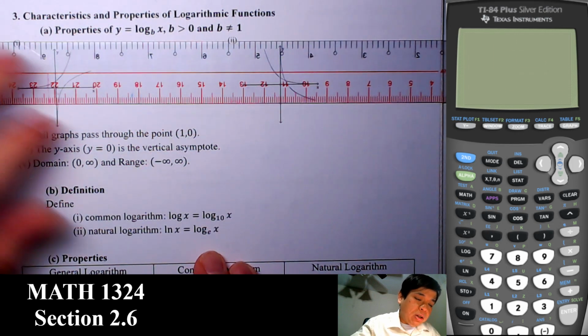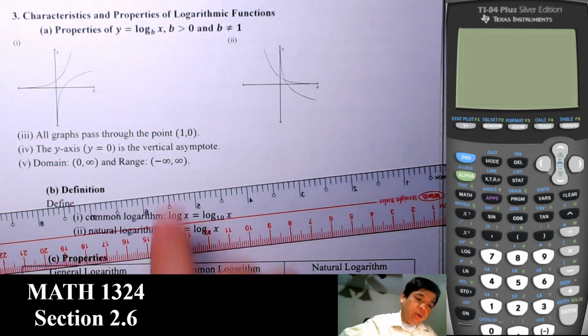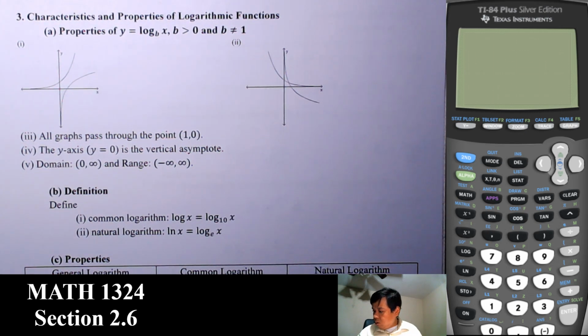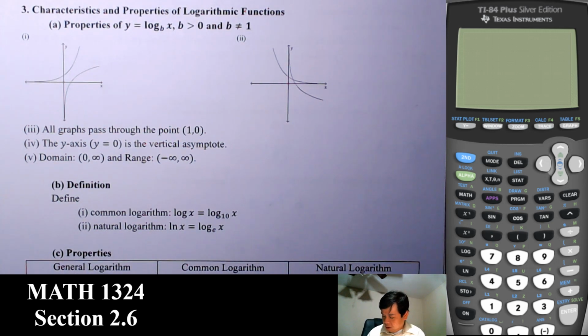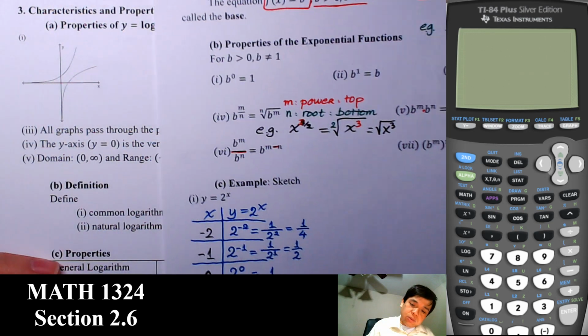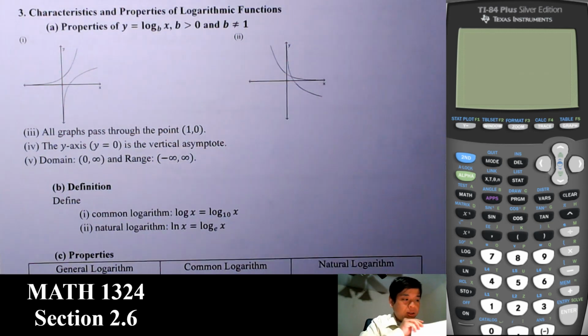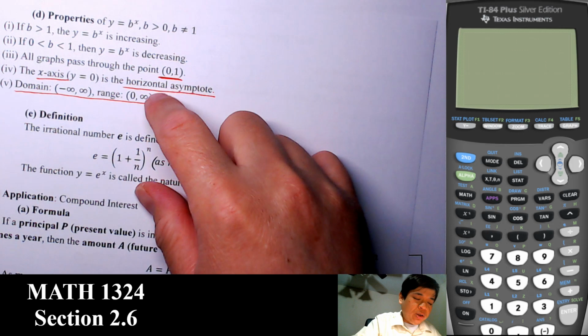Now, properties of y equal to log base b of x, when b is greater than 0 and b is not equal to 1. So there are two scenarios here. I just want to look at the graph of the exponential function from the previous section. From the previous section, we have the properties of the exponential function.